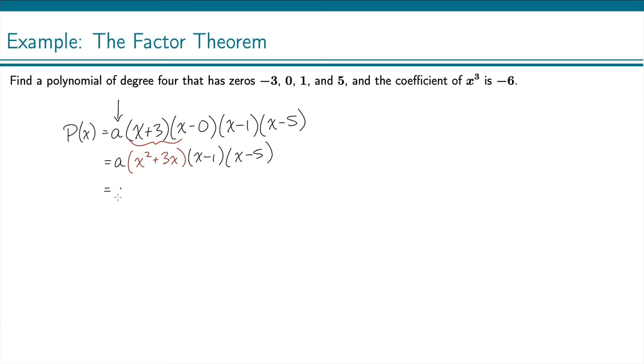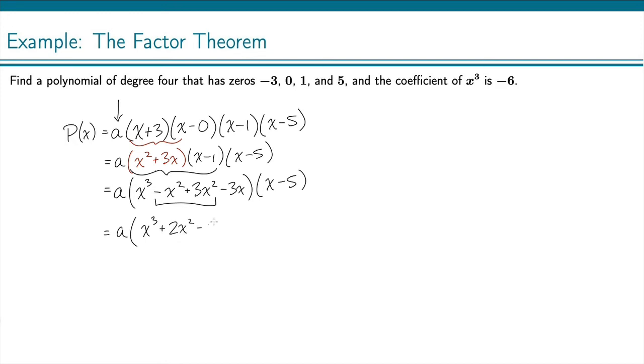Okay, and then I'm going to do the same thing, but now I'm going to take those two terms. So here we're going to distribute a little bit. I've got x squared times x is x cubed. Then I have x squared times -1 is -x squared. And 3x times x is plus 3x squared. And then 3x times -1 is -3x. That's times the x minus 5. I can go ahead and combine those two terms. So we have x cubed plus 2x squared minus 3x, and then times the x minus 5.